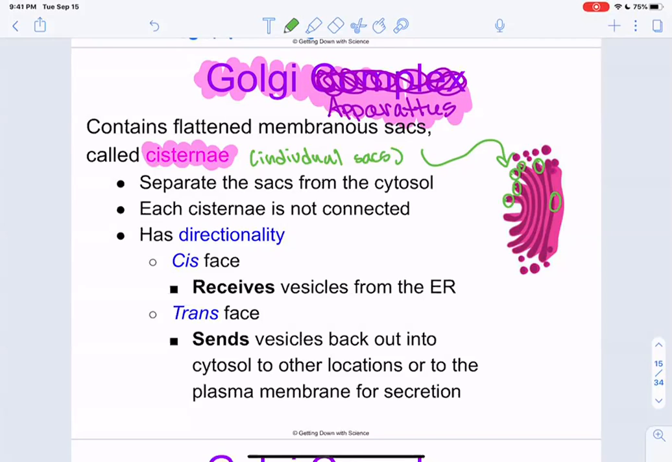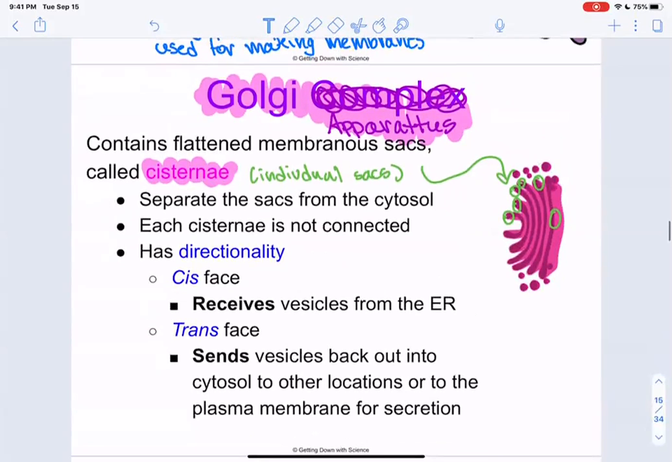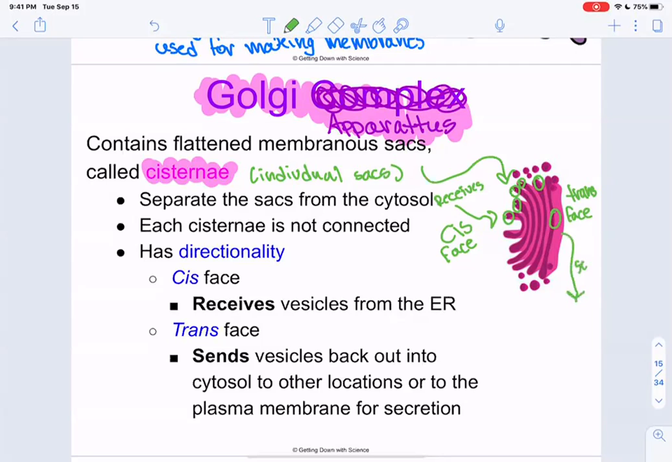Each of the cisternae are not connected to each other. They are floating independently, and they have a directionality. And so this section right here, the one with the little C, this is going to be the cis face. The cis side is where it's going to receive messages. This is the front door. And then out here is going to be the trans face, which is kind of like the back door. This is where it sends messages. So receives, sends.